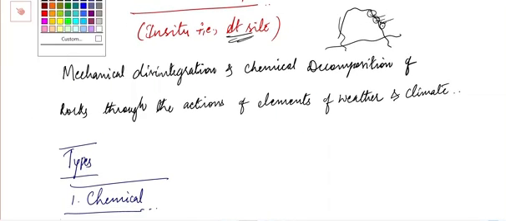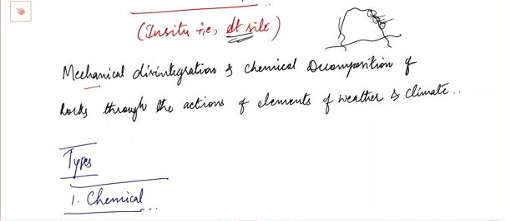It is the mechanical disintegration and chemical decomposition of rocks through the actions of elements of weather and climate. So through the actions of weather and climate, a disintegration or decomposition takes place, and there is removal of rock particles, and due to the removal it forms fine grains and soil. So this is what we are going to see today.